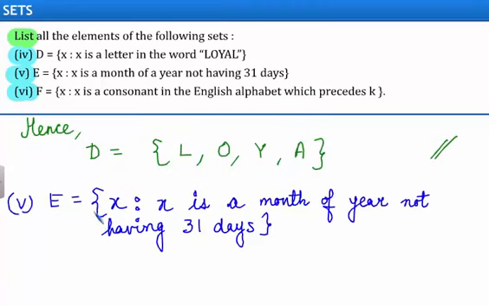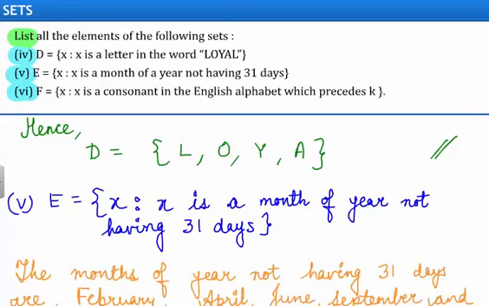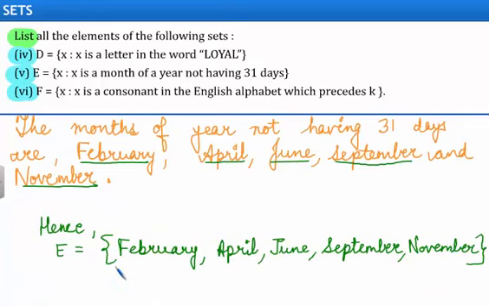In the fifth part, the set E is given as x is such that x is a month of year not having 31 days. Now, we know that the months of year not having 31 days are February, April, June, September and November. Hence, the set E is equal to February, April, June, September and November. So this completes the fifth part of this question.